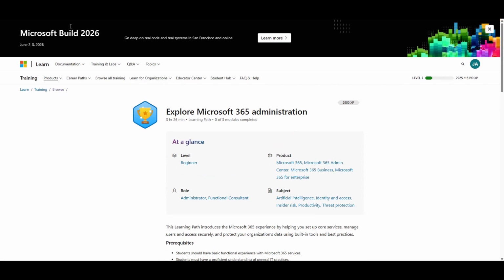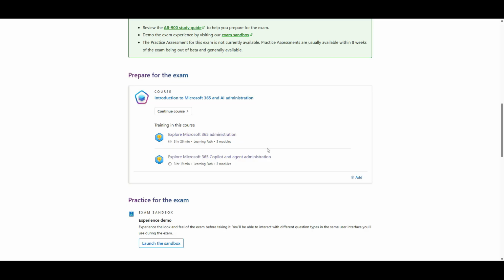It has only two domains. We have Explore Microsoft 365 Administration, and then Explore Microsoft 365 Copilot and Agent Administration. The first deals more with the Microsoft 365 ecosystem or platform, which was the main focus for the MS-900, and now they've introduced the Microsoft 365 Copilot and Agent Administration. So it's like two offerings from Microsoft joined together.